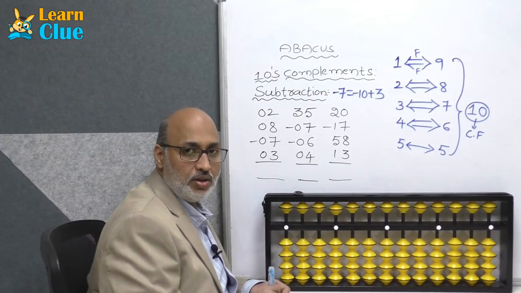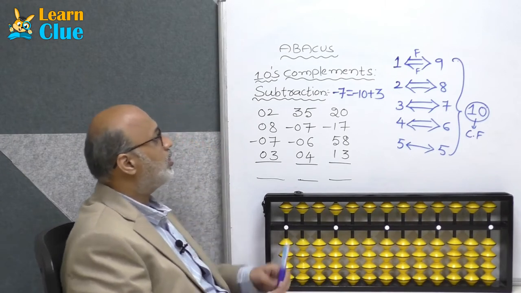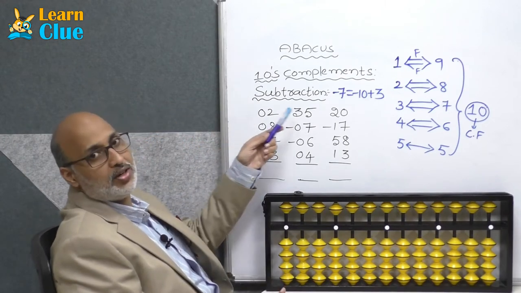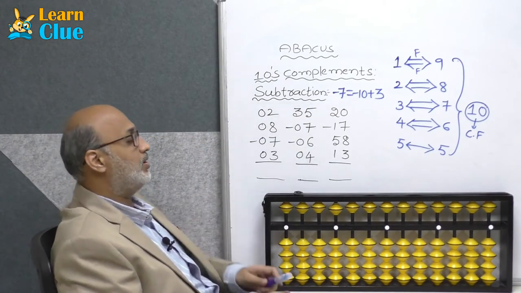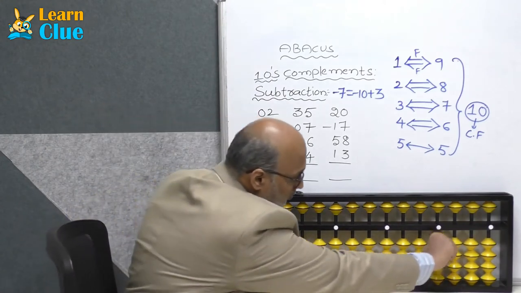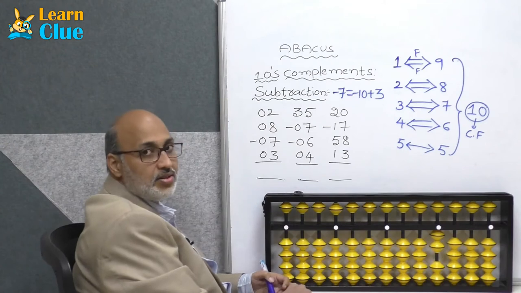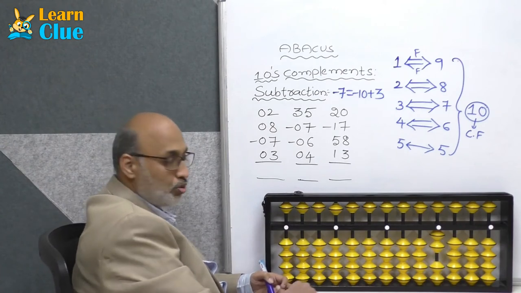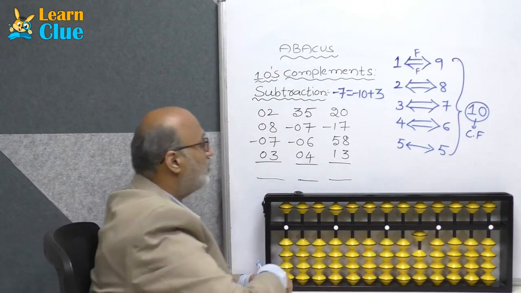Hi students, now in this session we are going to learn about tens complement subtraction, the minus 7 technique. Okay, let's see some problems. Plus 2, plus 8. How to do plus 8? Who is the friend of 8? 2. So minus 2 plus 10.